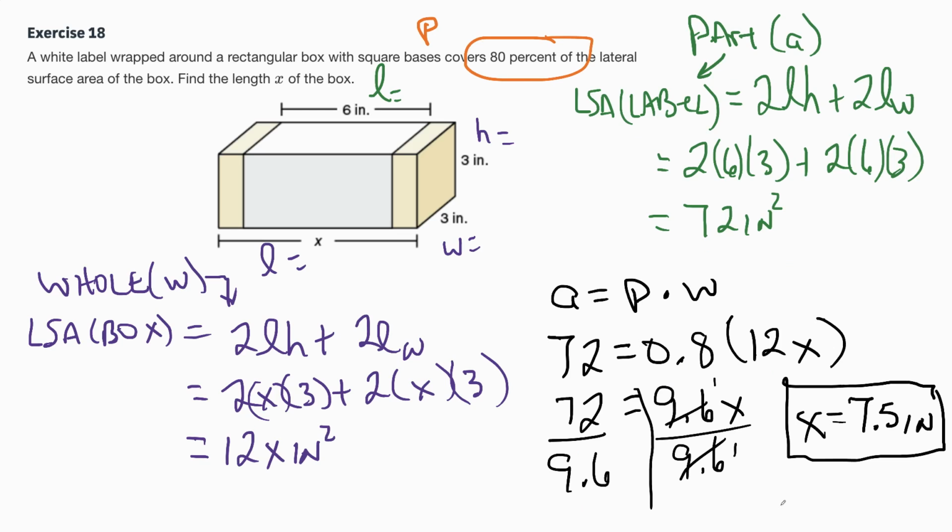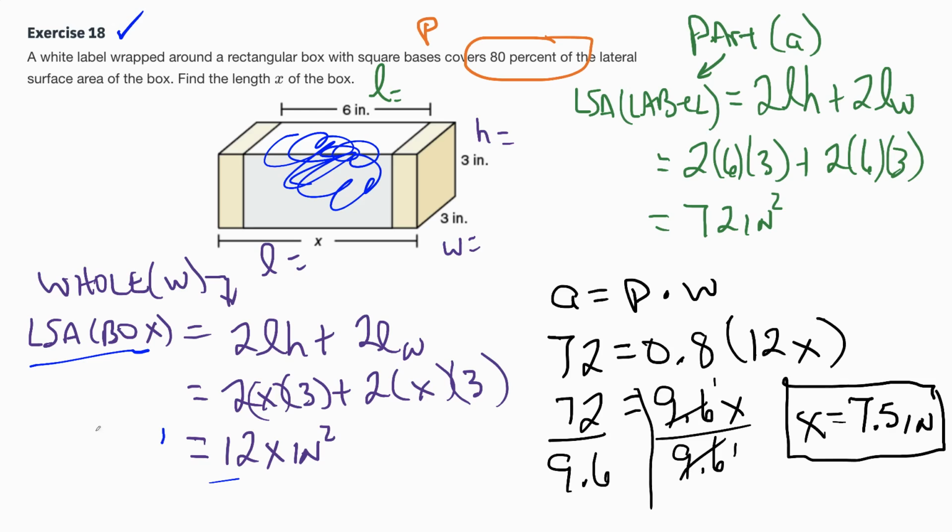Number 18, we're almost there. This is another one you have to show your work for. So this is the one that I gave you for homework. I had the golf ball box. Okay. So we have this white label that's wrapped around a rectangular box, and this covers 80% of the lateral surface area of the box. Okay, so let me calculate that lateral surface area of the box.